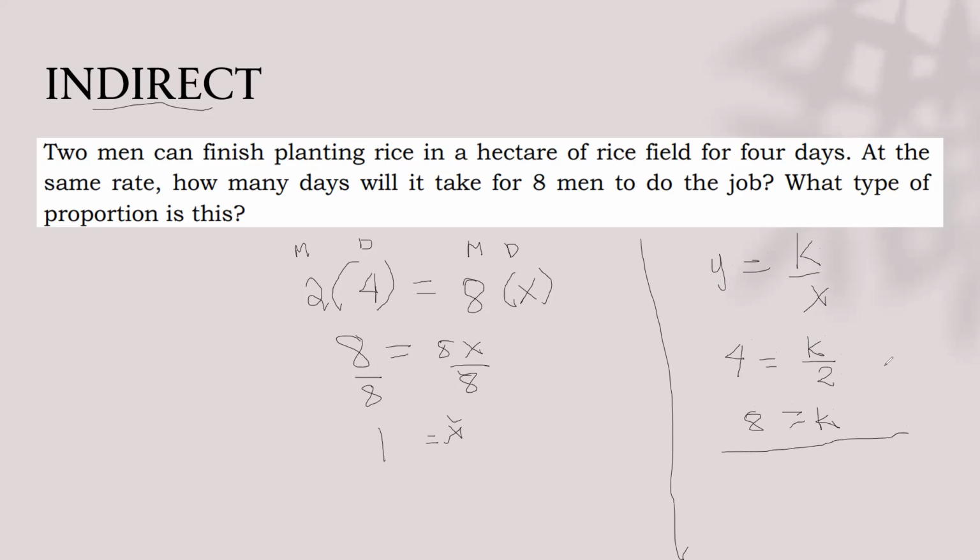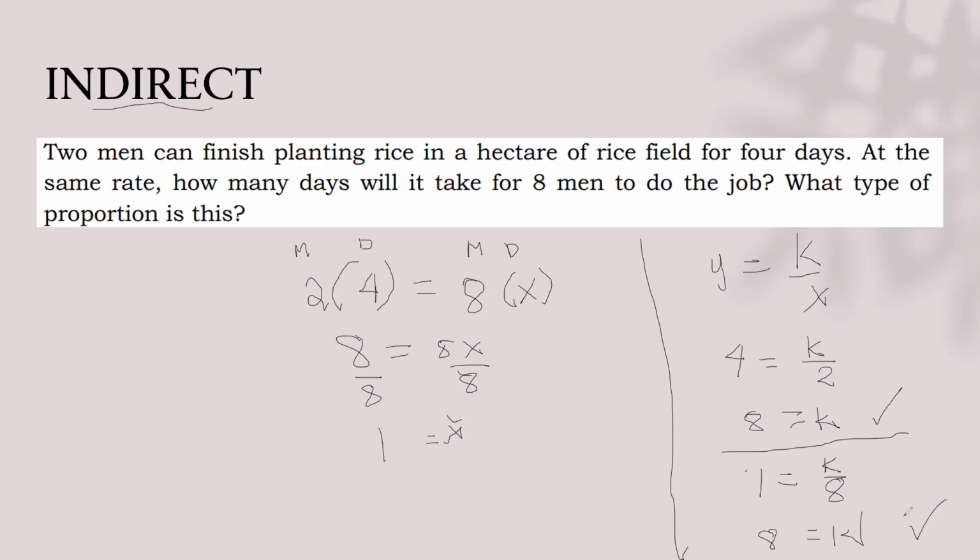So paano mangyayari? Check nga natin kung 8 nga rin yung kabila. Kung ang sabi natin, isang araw lang raw matatapos ng 8 lalaki ang isang trabaho, if we multiply both sides by 8, that will be 8 is equals to k. So pareho. So proportion sila.